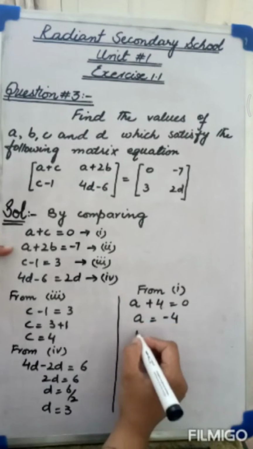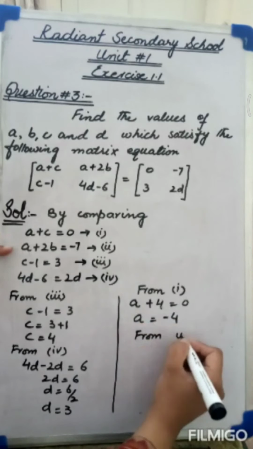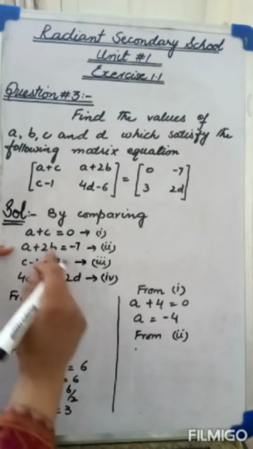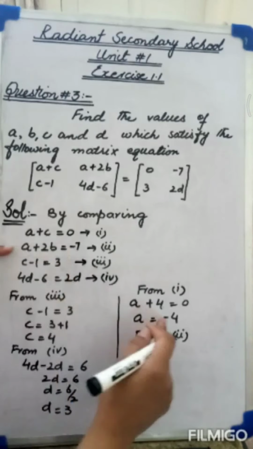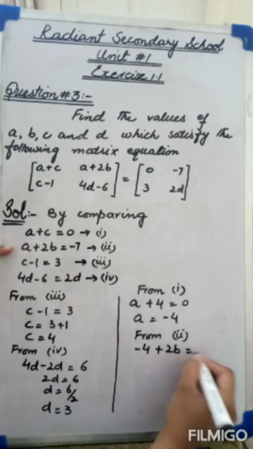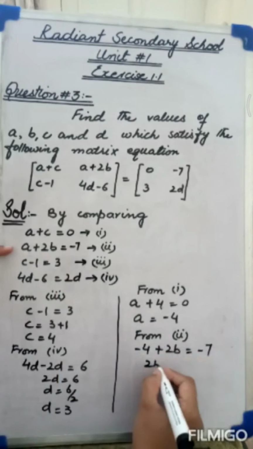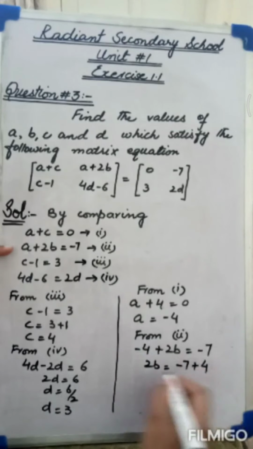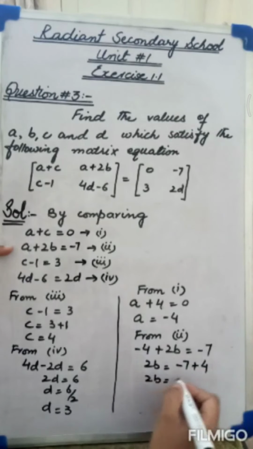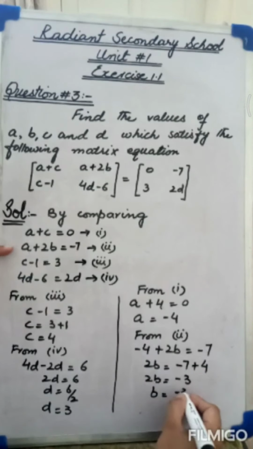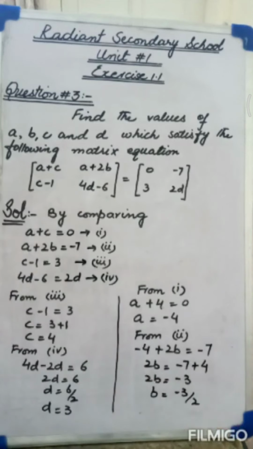Now the last equation, equation number 2. It is A plus 2B equals minus 7, and we have the value of A. So it will become minus 4 plus 2B equals minus 7. 2B will be equal to minus 7. This is minus 4, it will become plus 4. So 2B equals minus 3, and B will be equal to minus 3 by 2. Now students, we have completed this exercise.